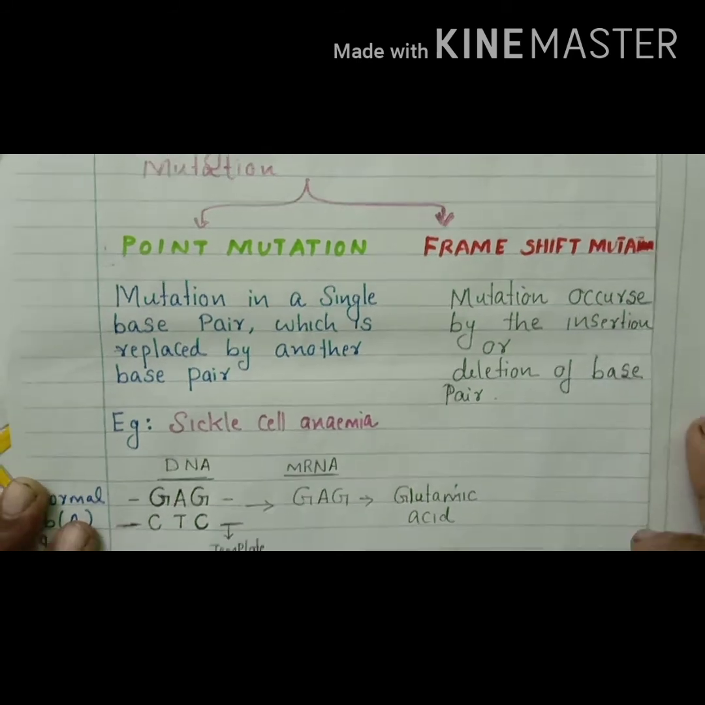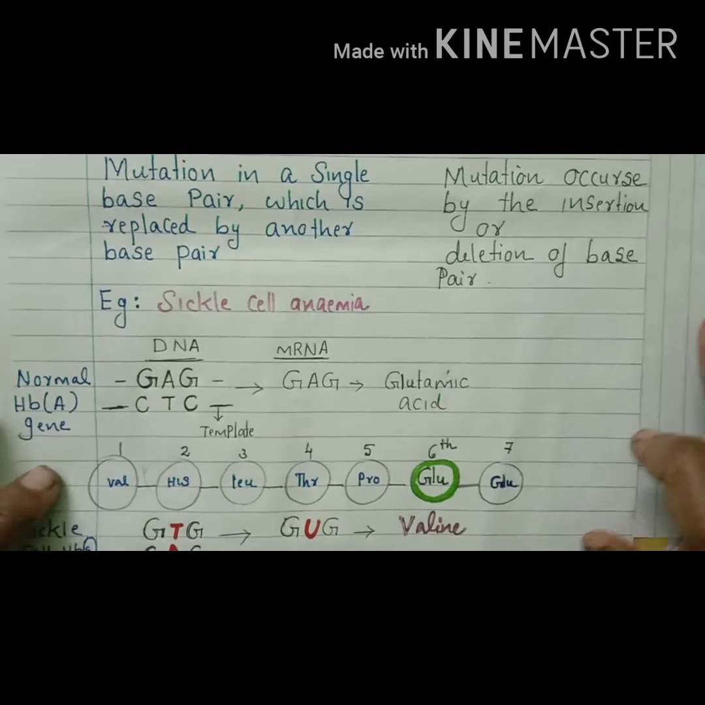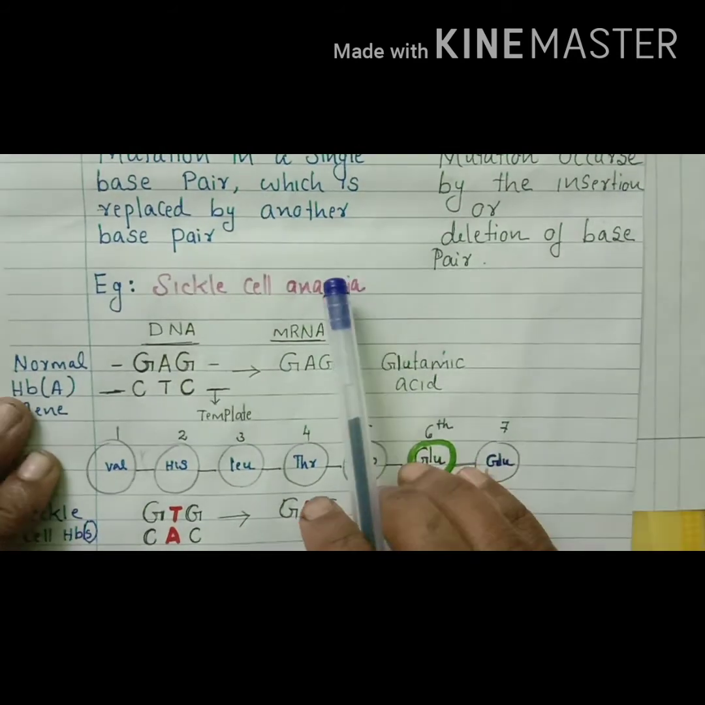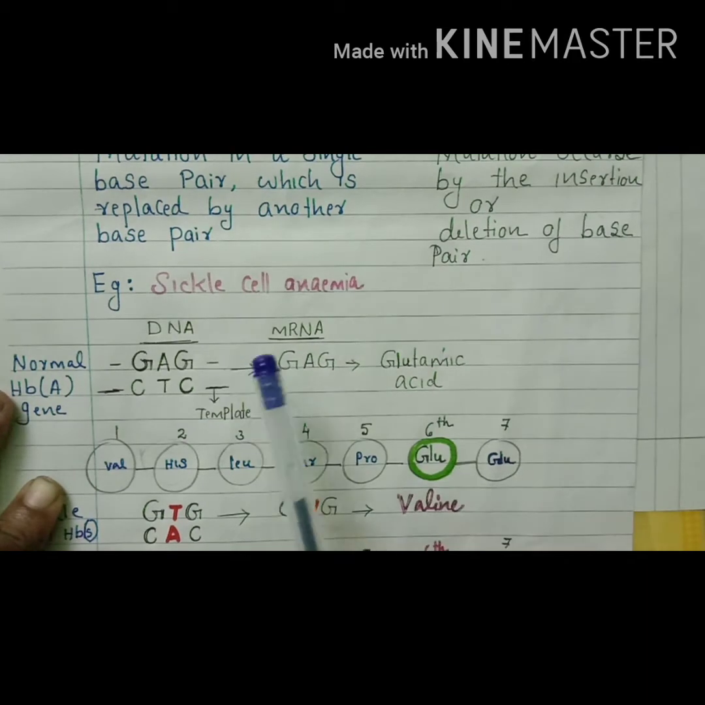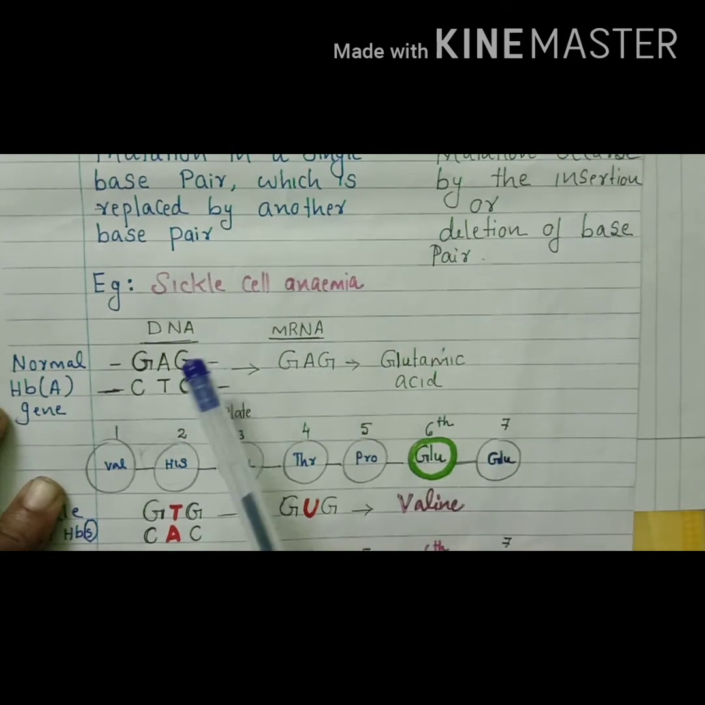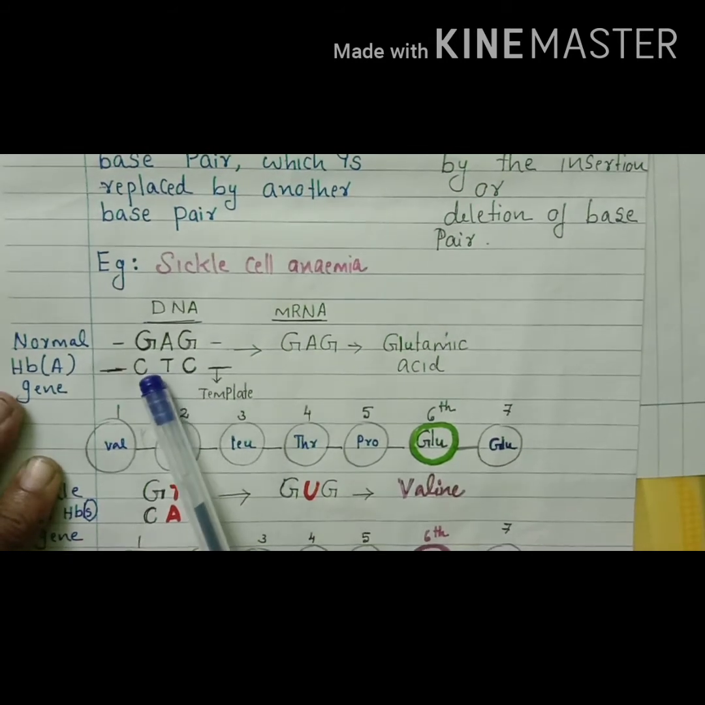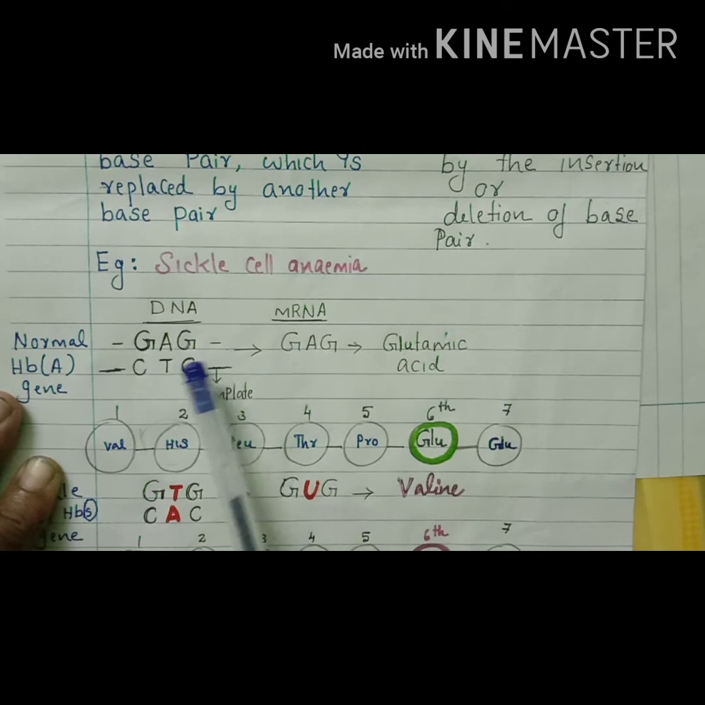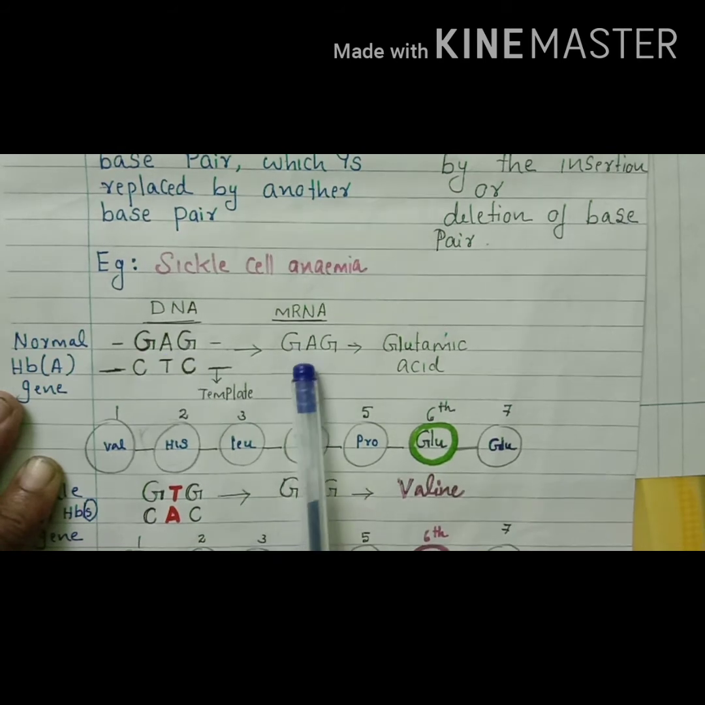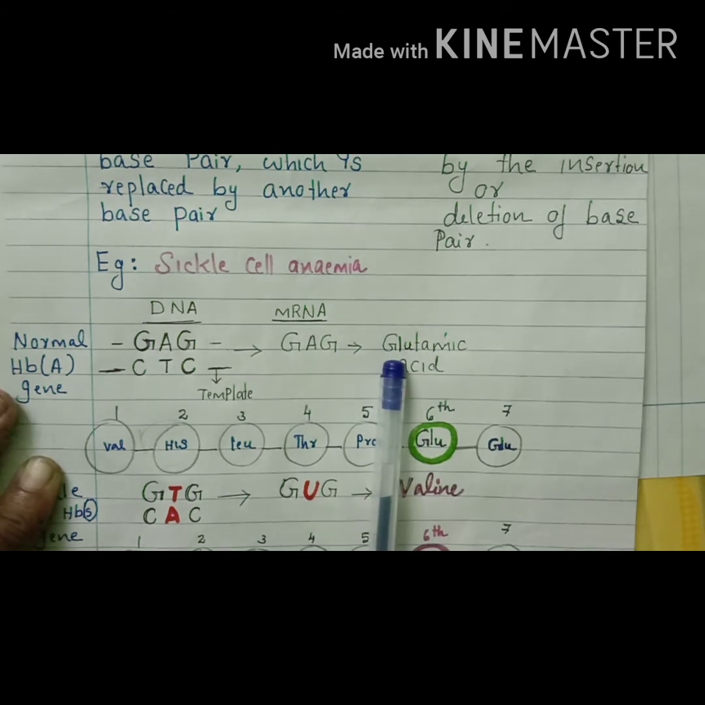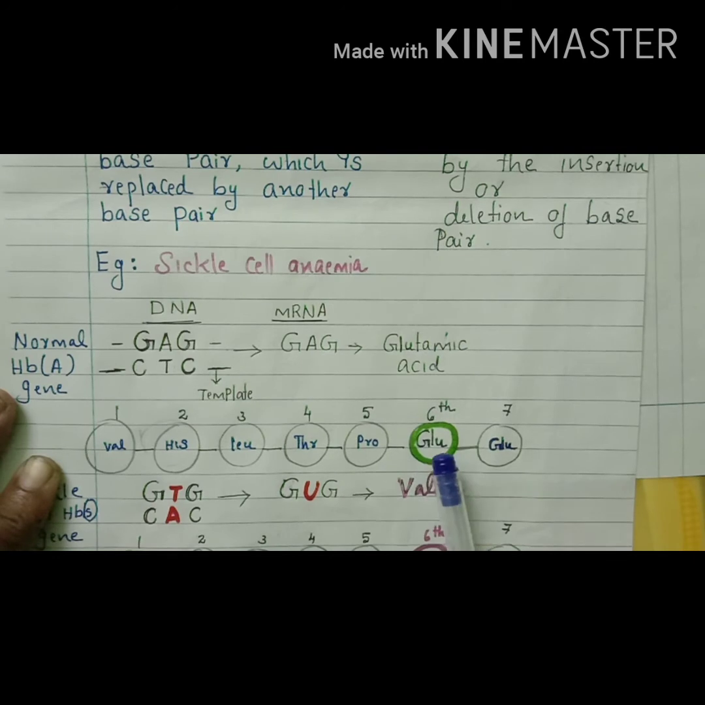A very good example for point mutation is sickle cell anemia. You have already studied sickle cell anemia in the 5th chapter. In a normal person, the DNA has GAG and CTC, and the mRNA formed from that DNA is GAG. Here the template strand is this one, and based on it a new mRNA is formed, similar to the coding strand. GAG codes for glutamic acid, present at the 6th position.